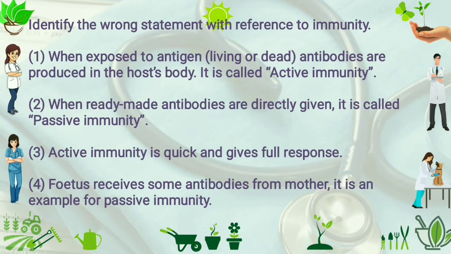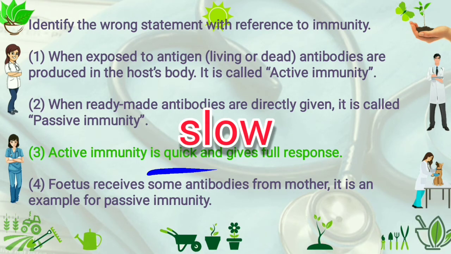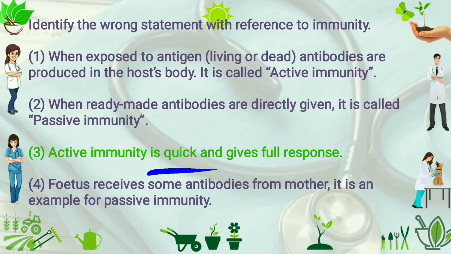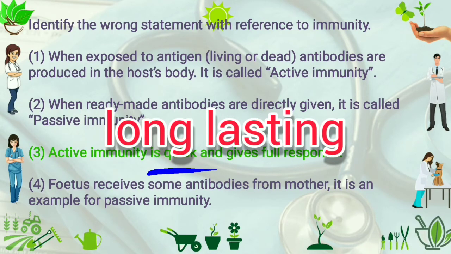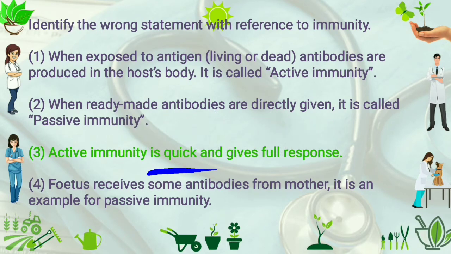Fetus receives some antibodies from mother. It is an example of passive immunity. Just go through the options once more. So the wrong statement is that active immunity is quick and gives full response. The first portion of the statement is wrong. Active immunity is slow and it takes time to give its full effective response. You should remember another point: active immunity is also long lasting. So the wrong statement is option 3.